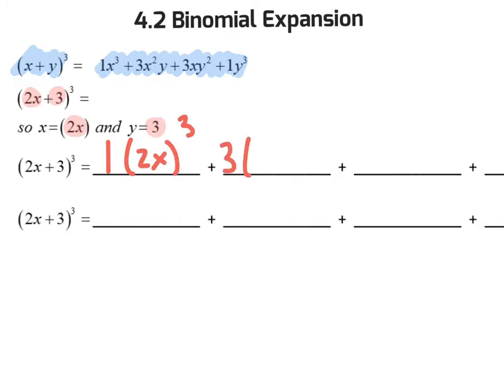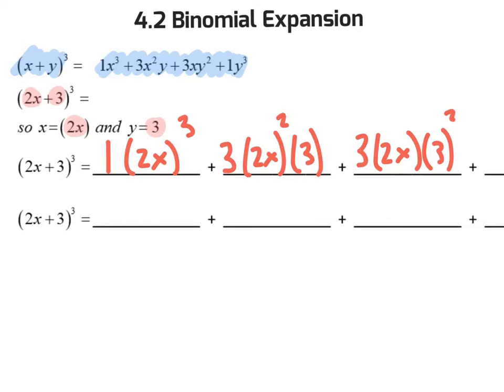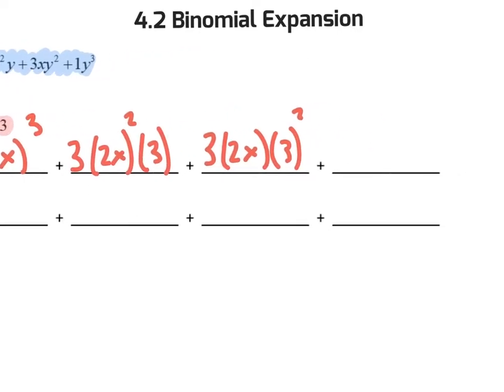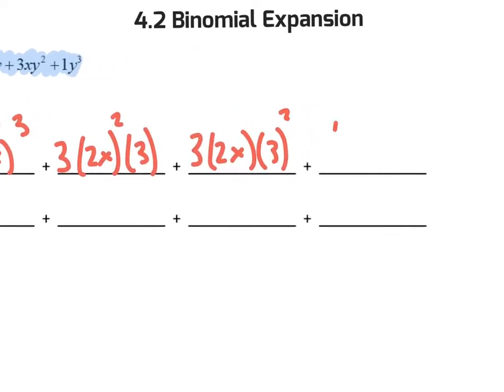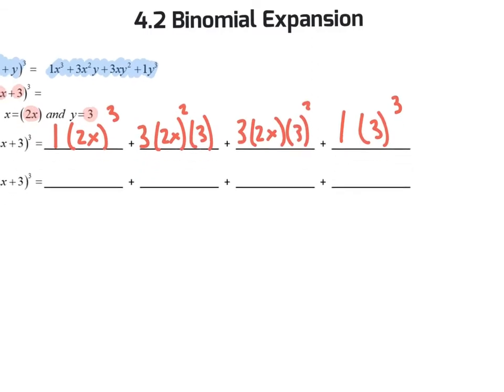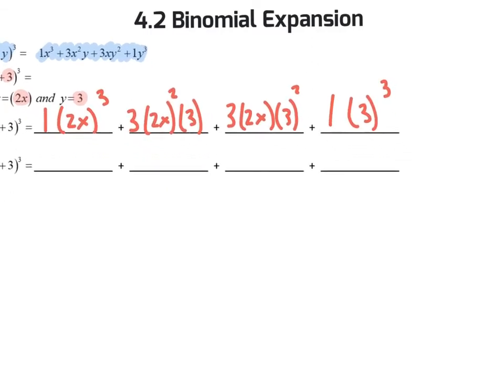3x squared. That would be 2x squared. Y. And so we would put in a 3 there. The next one is 3 x's. That's just 2x. And then y squared. Y is a 3 here, y squared. All right, let's keep moving over. And then the last term is 1y cubed. Now, let's bring that a little smaller and let's finish it off.